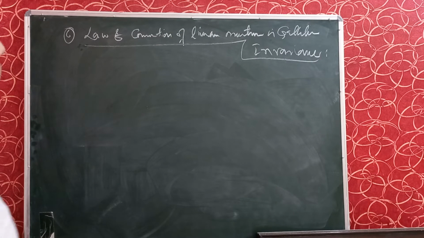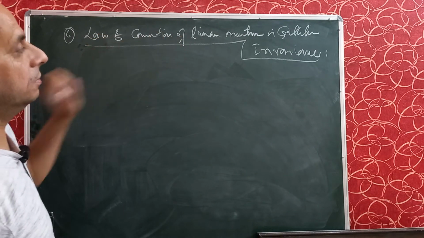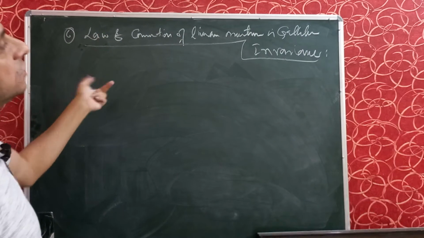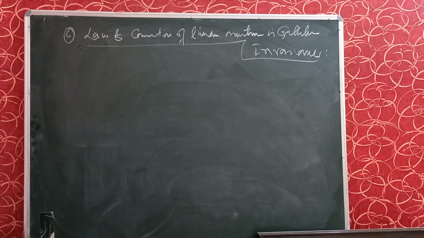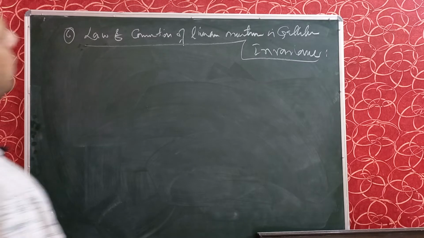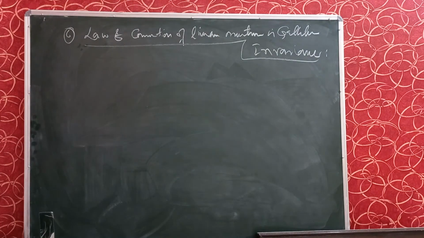We will not prove the law of conservation of momentum. We will prove its invariance. Means the conservation law already exists, but we have to prove its invariance. Means we will use that law in the S frame as well as in the S dash frame. Then we will prove that the conservation of momentum remains the same in both frames.